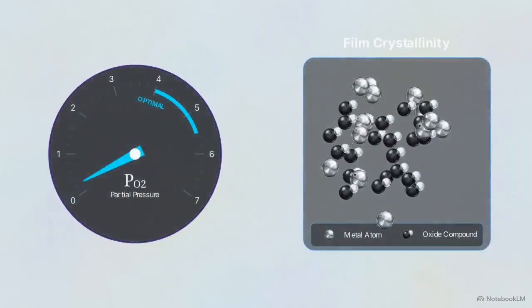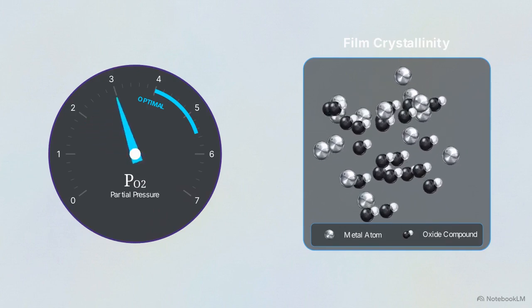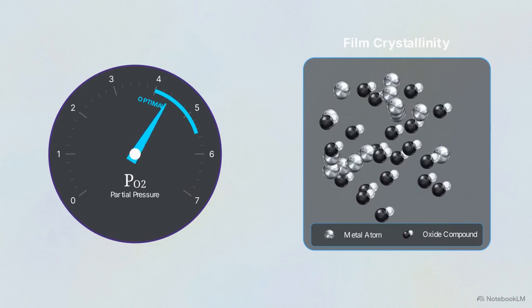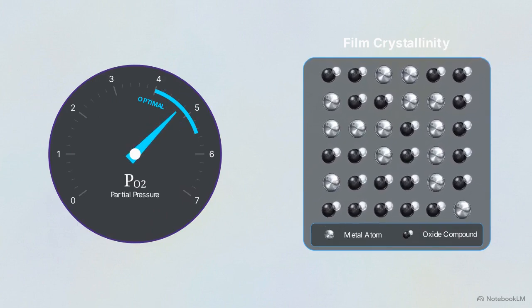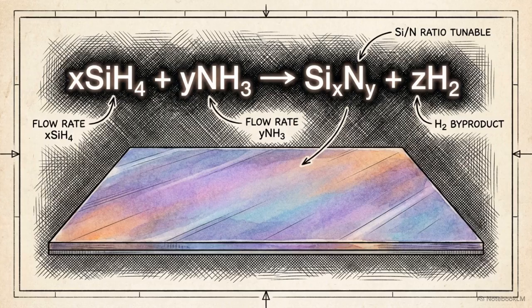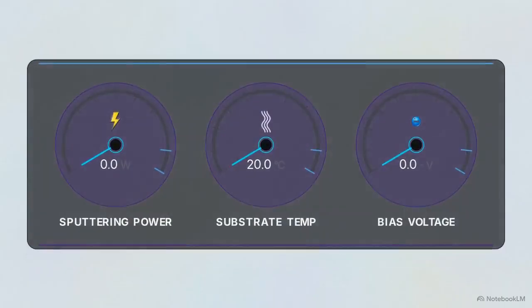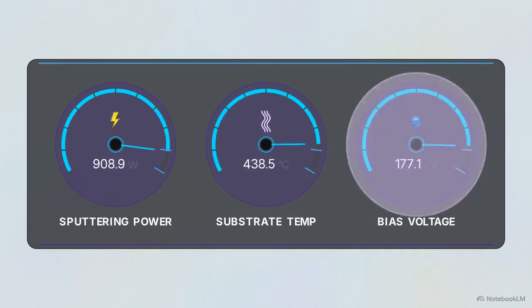For materials like tungsten oxide and indium tin oxide, adjusting the exact partial pressure of oxygen, the thermodynamic activity of the oxygen molecules in the mixture, directly dictates the final crystalline phase and structure of the resulting film. The vacuum atmosphere acts as a dynamic, tunable reactant. Manipulating this gas flow is the primary lever engineers use to determine the chemical stoichiometry, or exact atomic ratio, of the final surface. To steer the thermodynamic growth of the lattice, engineers rely on a matrix of three primary macroscopic kinetic dials: power, temperature, and bias.